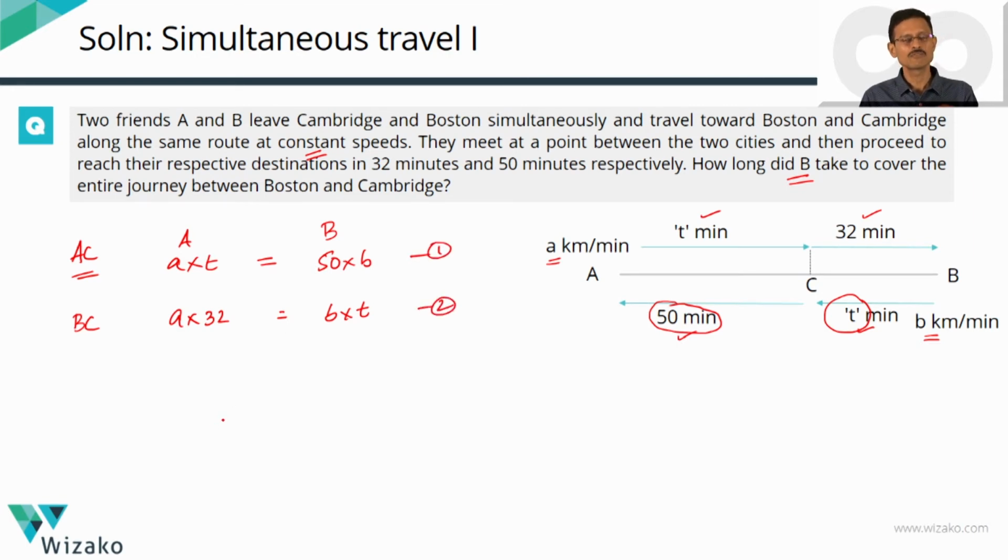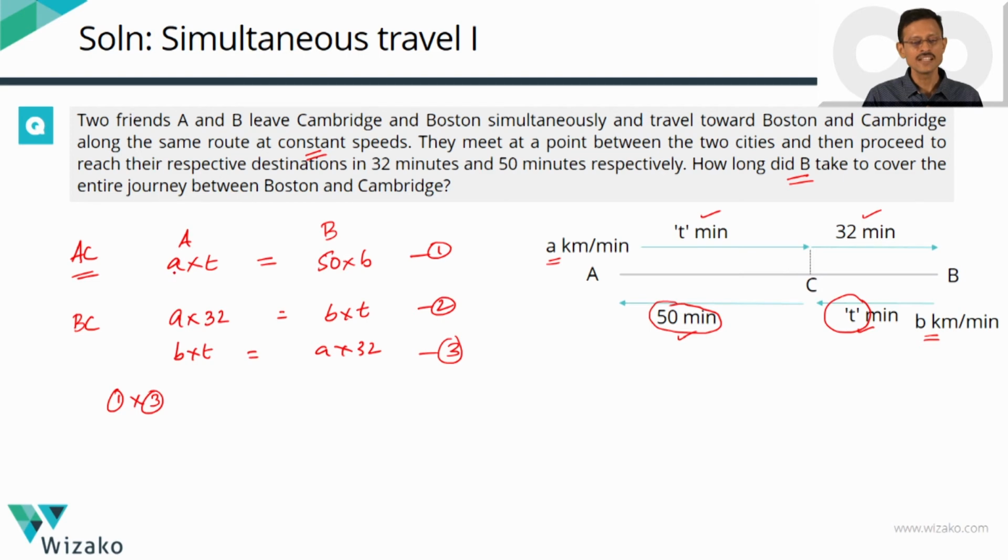What I'm going to do is, beyond this point, the concept of speed distance time is over. What we are going to do is some algebraic manipulation to come up with the answer. I'm going to rewrite this as B into t is equal to A into 32, which is exactly the same. X is equal to y is equal to x. Let's say this equation is 3. I'm going to multiply equation 1 with equation 3.